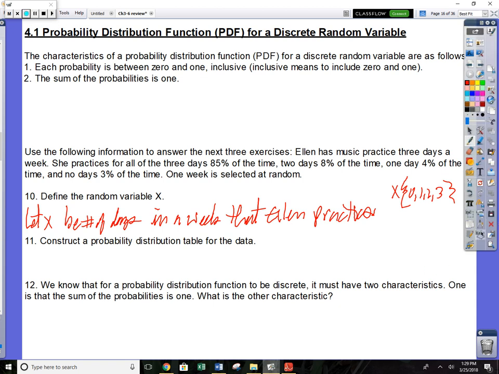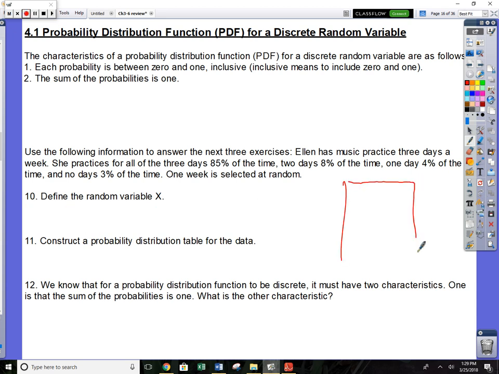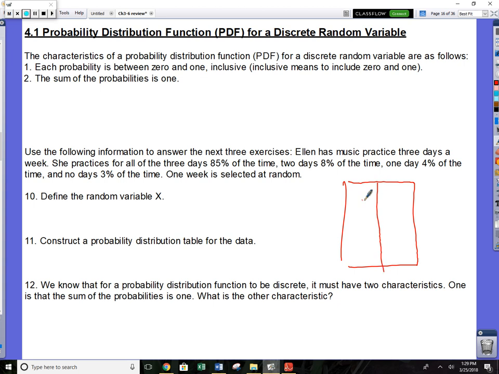Okay, so 11. Construct a probability distribution table for the data. So here we go. We've got x, which is 0 days a week, once, twice, and 3 times. And this is the chance of x happening, the probability of x. 0 is 0.03. 1 day a week is 0.04. 2 times a week is 0.08. And 3 times a week is 0.85.